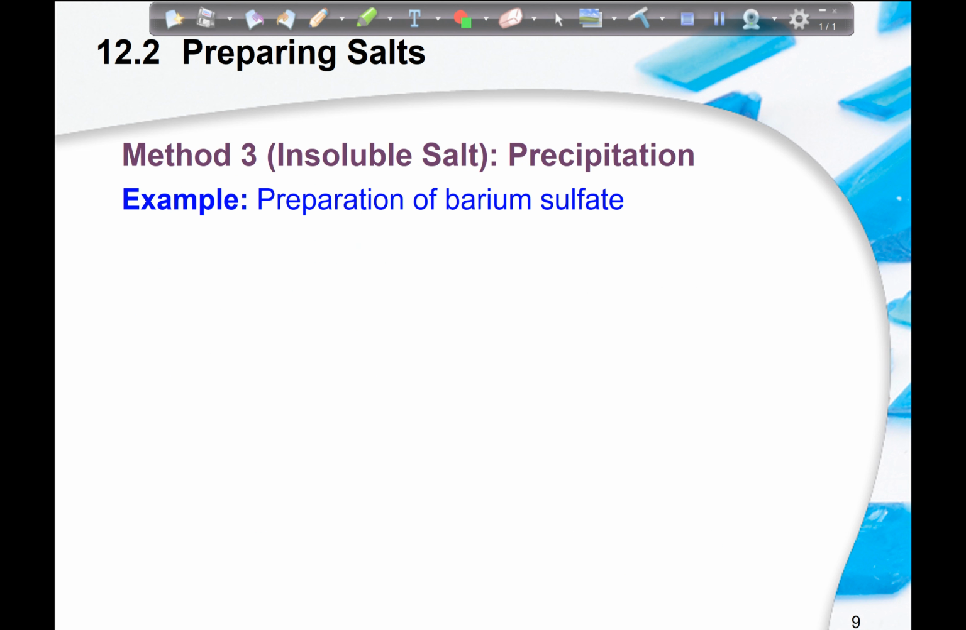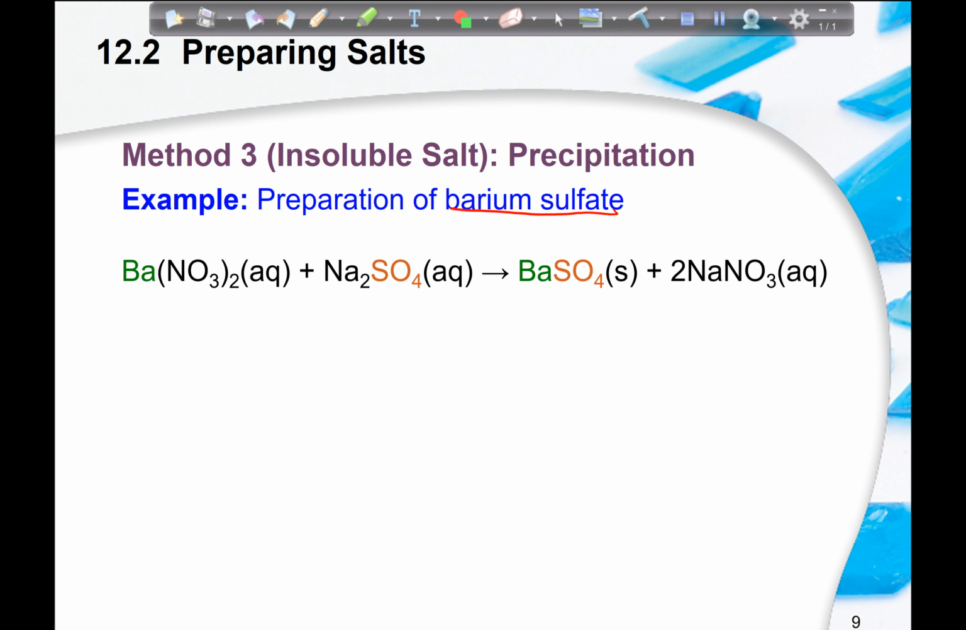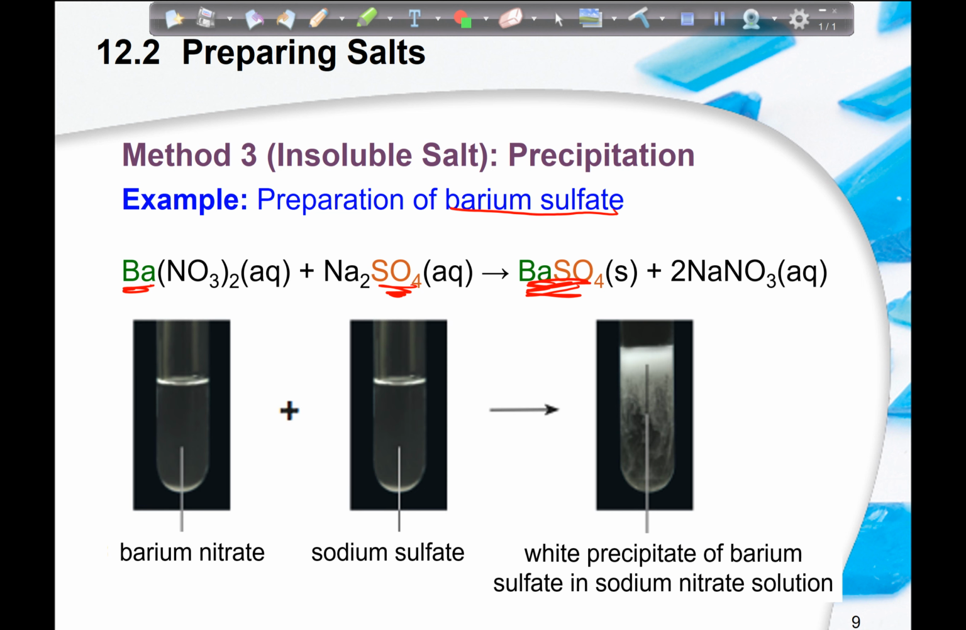I'm going to go into the technicality behind this with an example. If I want to prepare barium sulfate, I know that barium sulfate is an insoluble salt because all sulfates are soluble except for calcium, lead and barium. So I will have to start off with a soluble barium salt and a soluble sulfate. If you know your solubility table, we can deduce that I want to start off with barium nitrate and sodium sulfate.